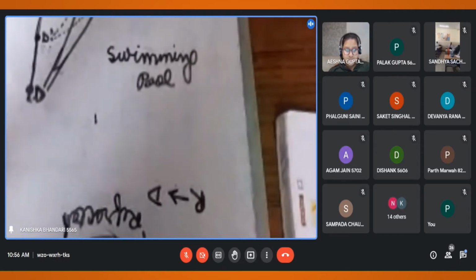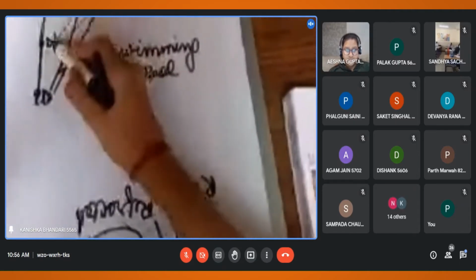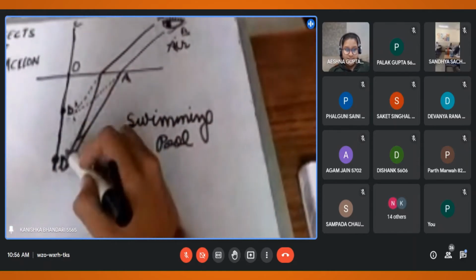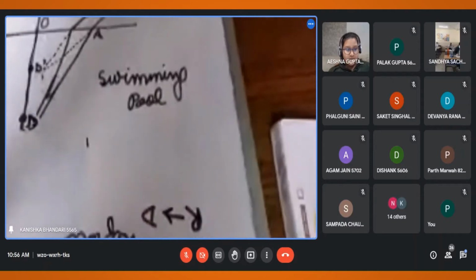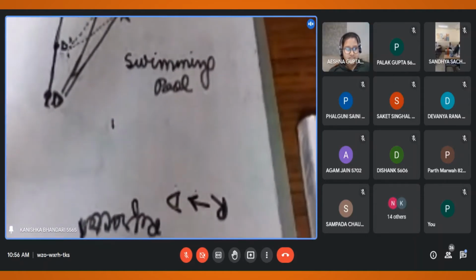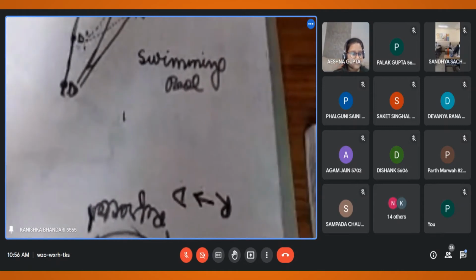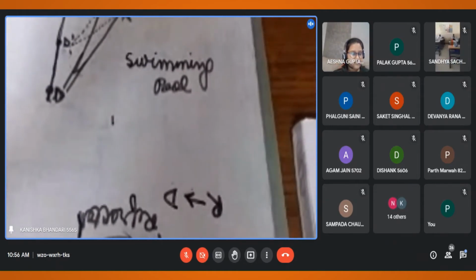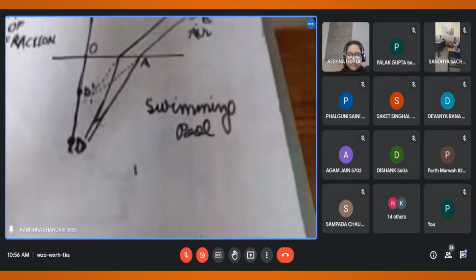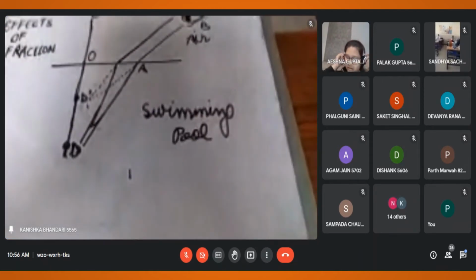The two emergent rays appear to come from D apostrophe. Therefore, we can say that D apostrophe is the apparent or virtual image of D. To a person looking into the swimming pool, the bottom of the pool would therefore appear to be at the depth OD apostrophe. This is the apparent or virtual depth of the swimming pool.